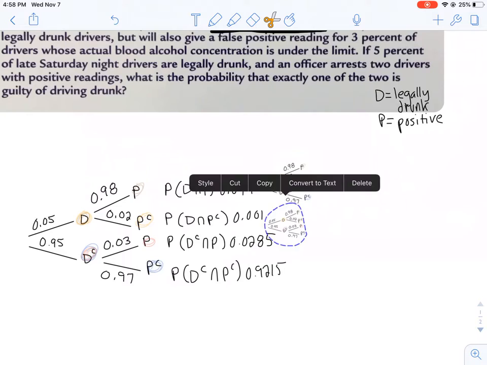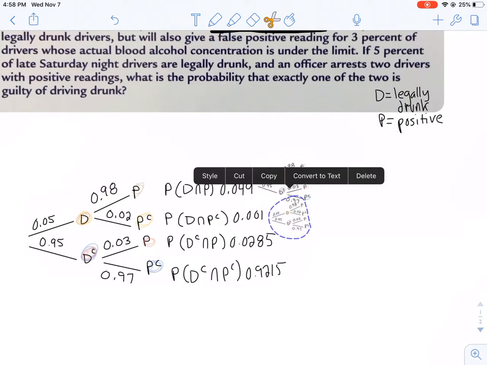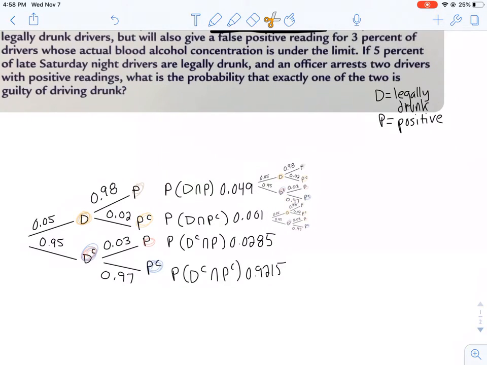I'm going to do that for every single one of these. Tree diagrams can get pretty big, as you can see. So that's one way of doing this. And then I can just look for combinations here that give me a case of one driver, essentially.